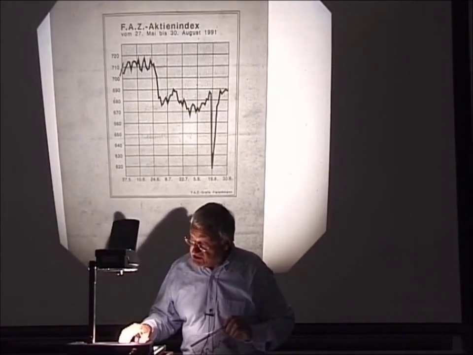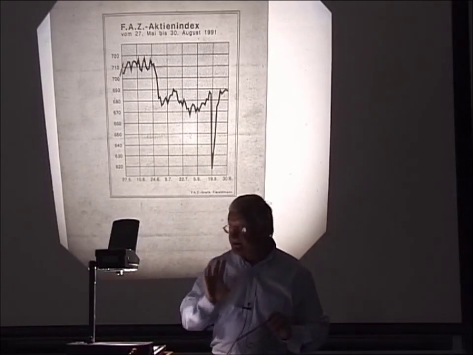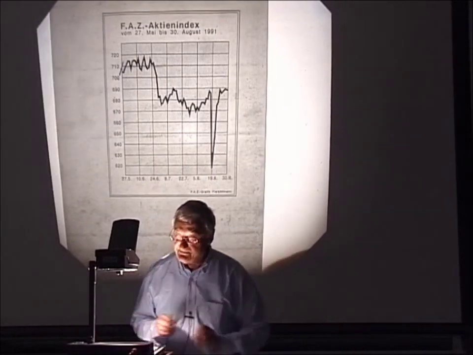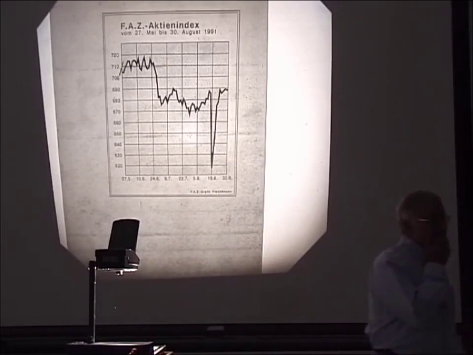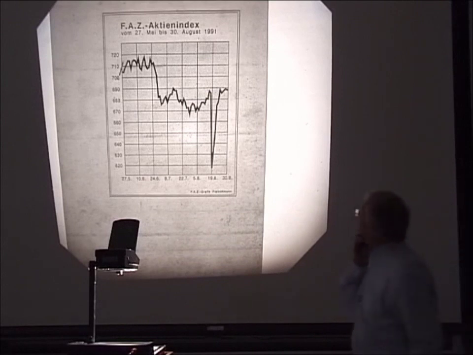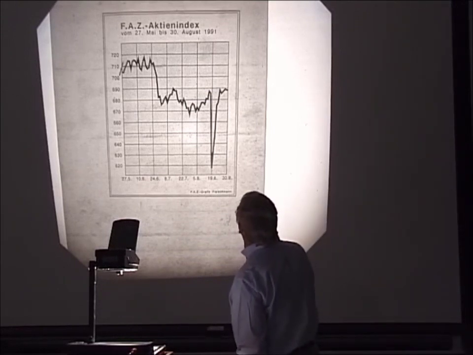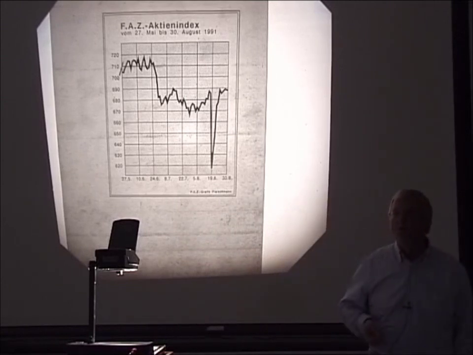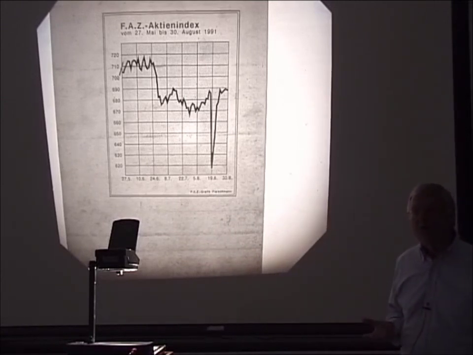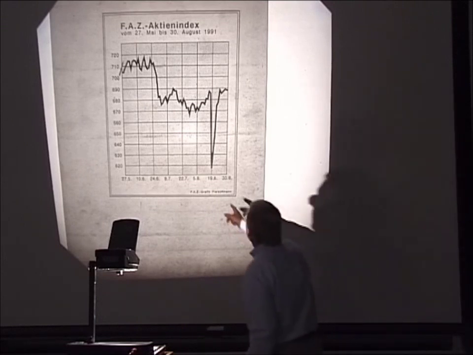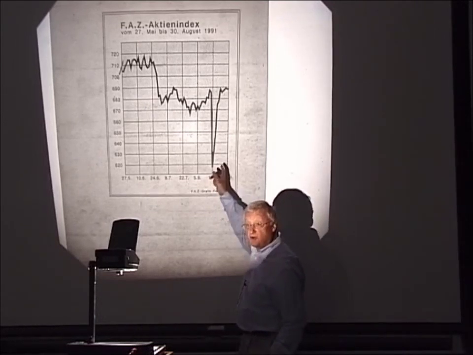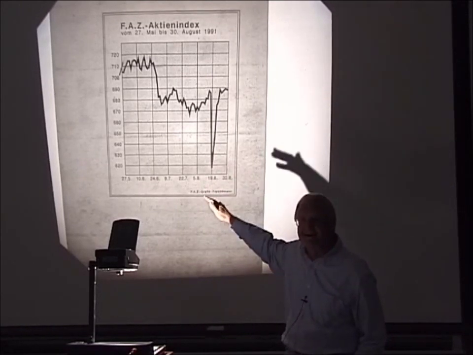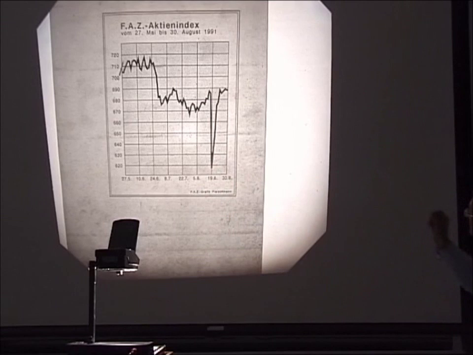Not all pictures are the same. Sometimes something special happens. For example, here, maybe Yuri knows what's going on there if he sees this picture. Because this was August 91. Yeah, the coup. And the German stock market immediately went down by 10%. Then 4 days later, when things were settled, it went back as if nothing had happened. Now this is kind of the dramatic part.